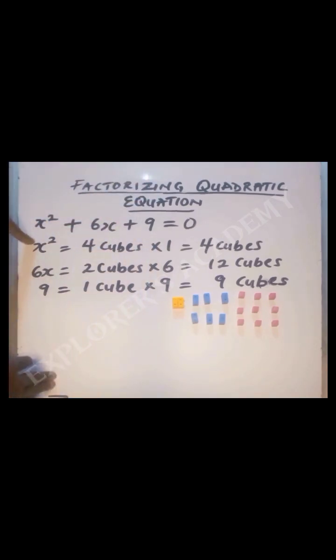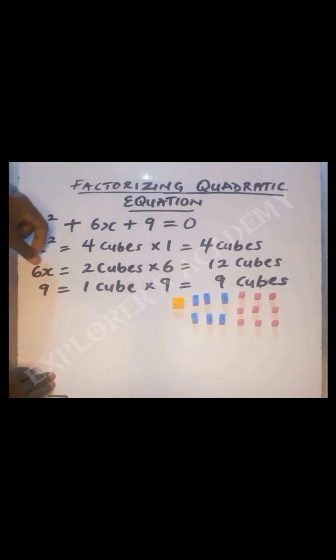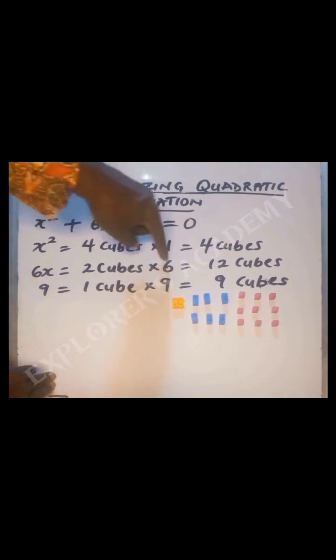So x power 2 is represented by 4 cubes, and I'm multiplying it by 1. The reason is because the coefficient of x squared here is 1. So 4 cubes represent any variable with power 2. They're multiplied by the coefficient it comes with. This is a 6x. Every variable x, or a variable with power 1, is represented by 2 cubes, then multiplied by any coefficient it carries. So that is why I'm multiplying it by 6.